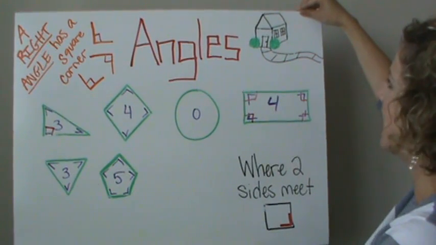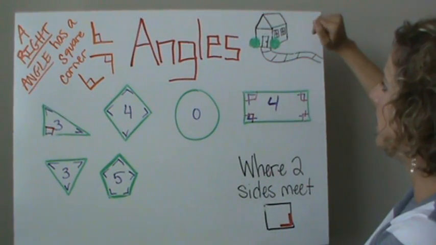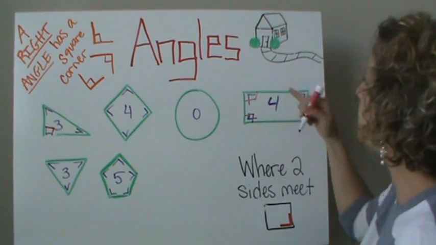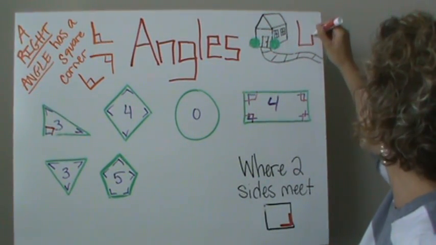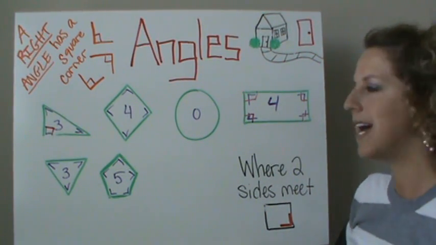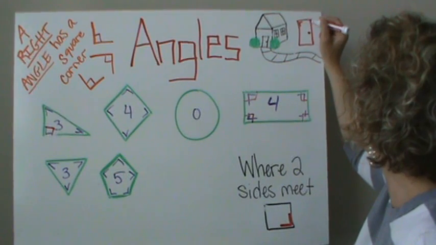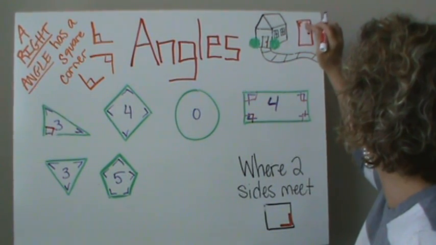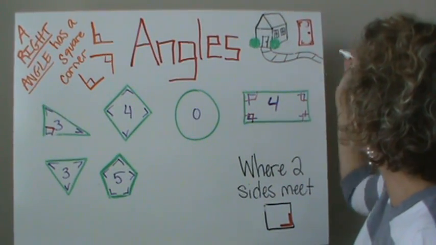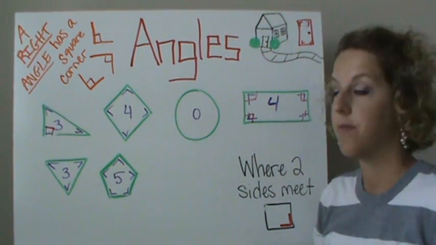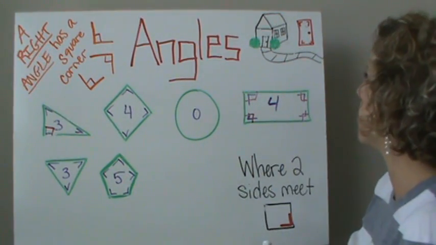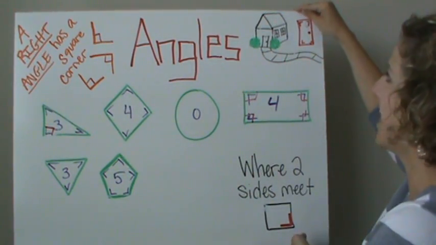Now if we look at a real life example, if we look at this house, I can find a shape somewhere in this house. If I were to look at the door, let's see how many angles it has. 1, 2, 3, 4. And I know that from my memory, these are 4 square corners, or 4 right angles.